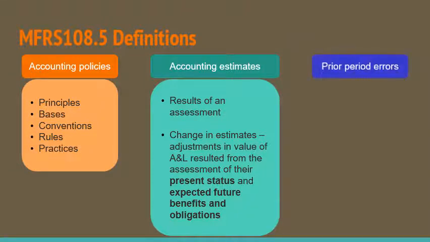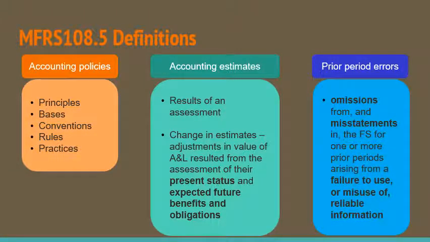Prior period errors are omissions from and misstatements in the entity's financial statements for one or more prior periods arising from a failure to use or misuse of reliable information. Now the fact is, whatever recorded in the financial statements are all based on the reliable information available to us. If we fail to use the information, definitely we will not record it correctly, thus misstatements, or we just do not record it at all, thus omissions.